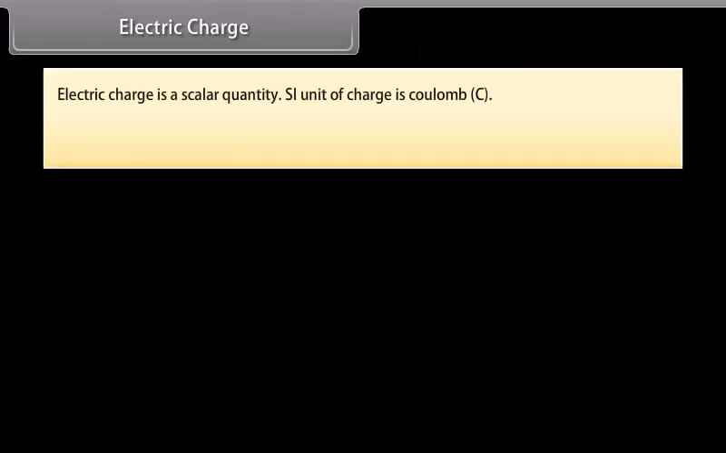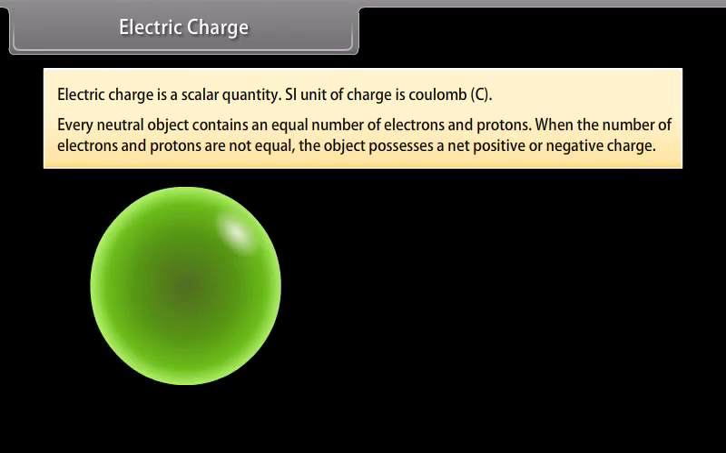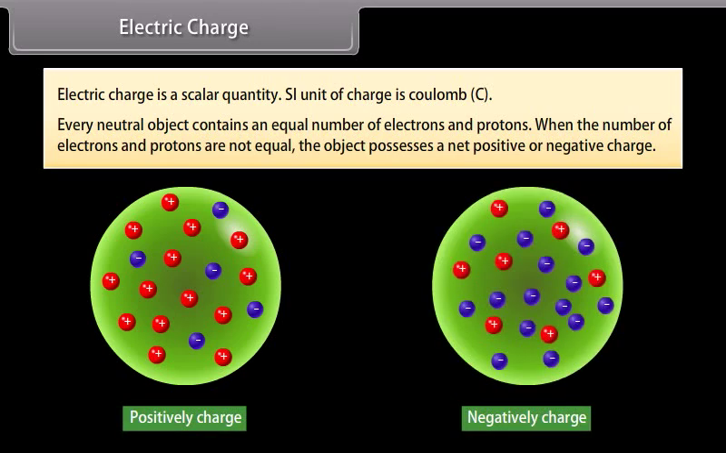attract each other. Electric charge is a scalar quantity. SI unit of charge is Coulomb. Every neutral object contains an equal number of electrons and protons. When the number of electrons and protons are not equal, the object possesses a net positive or negative charge.